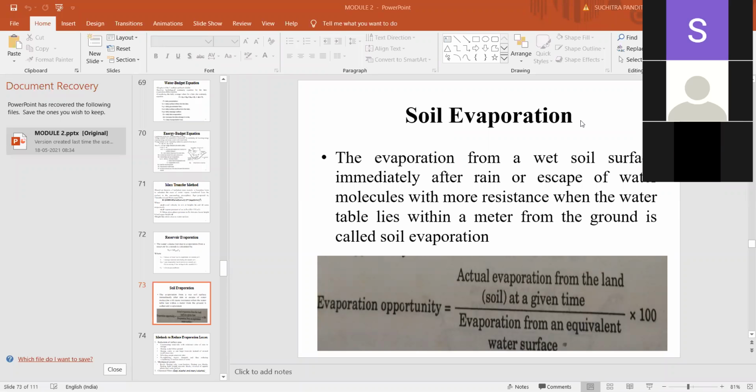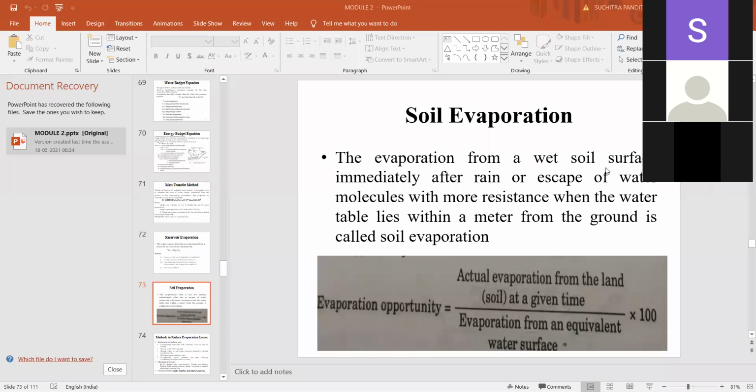Next is soil evaporation. So the evaporation from a wet soil soon after a particular rainfall. When a rainfall takes place, initially the soil moisture builds up and reaches the saturation level, and the excess water moves down and joins the groundwater. So initially, soon after the rainfall, the top layer of the soil surface will be wet in condition. So some molecules of water escape to the atmosphere through soil. So it is known as soil evaporation.